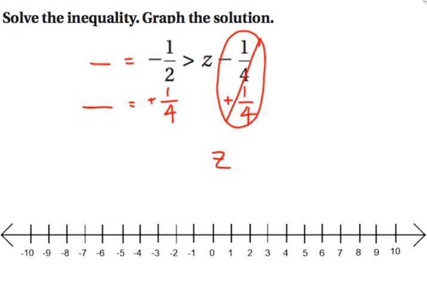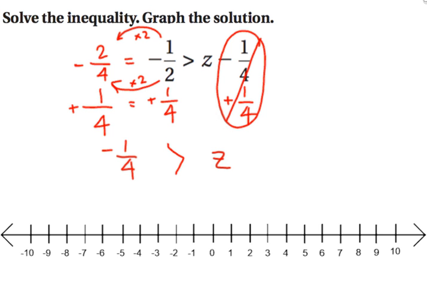Both of these can be rewritten out of 4. The second one, 1/4, will just stay the same. And then 2 times 2 is 4. So 1 times 2 would be 2, and then that's a negative. So we're going to do negative 2/4 plus 1/4, and that's going to give us negative 1/4. We'll keep the same symbol, which is greater than. So negative 1/4 is greater than z, and that actually means that z is less than negative 1/4.